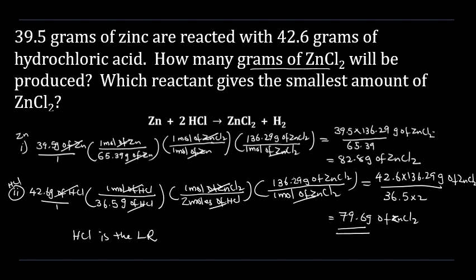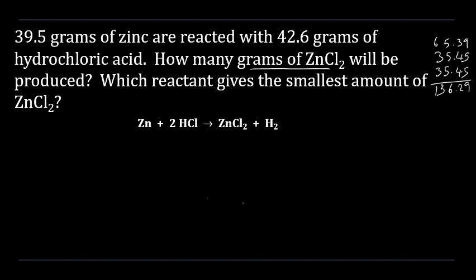So which reactant gives the smallest amount of ZnCl2? That's the question. HCl gives the lowest, or smallest, amount of the product. So that's the limiting reagent, and zinc is our excess reagent.